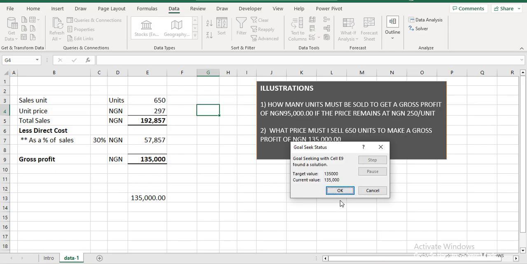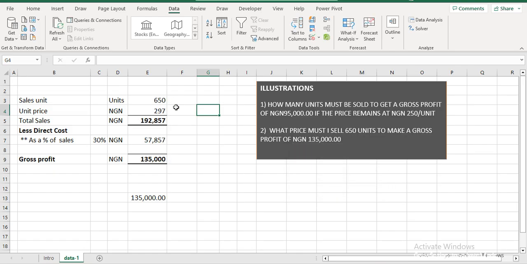That's it. So I'm to sell 650 units at 297 Naira per unit to achieve a gross profit of 135,000 Naira. This is how the GoSeek is used. There are a lot of other scenarios you can apply the GoSeek to without bothering to crack your brain with mathematical equations.